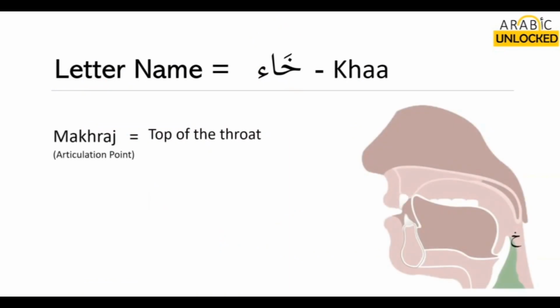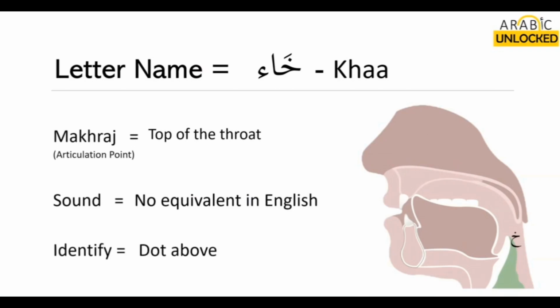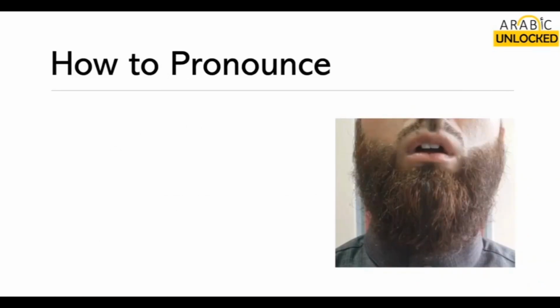The letter Kha is pronounced from the top of the throat. The sound of the letter Kha has no equivalent in English, so this is a new sound that we have to get used to hearing and saying. The sound is a harsh type of sound that comes from the top of our throat. When we say Kha, we identify Kha by the 1 dot above the letter. Now let's listen to how to pronounce the letter Kha.